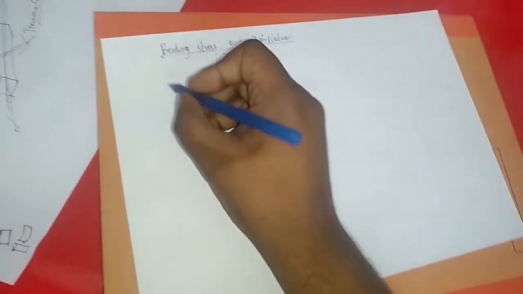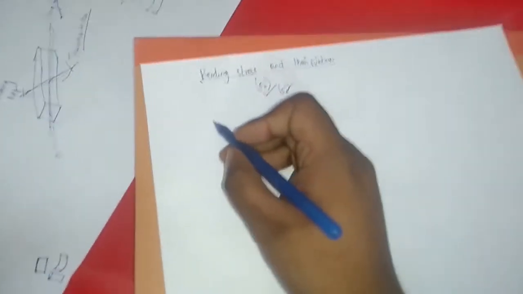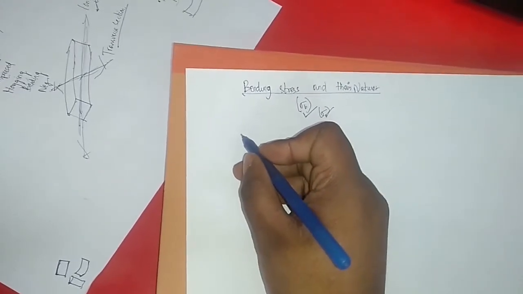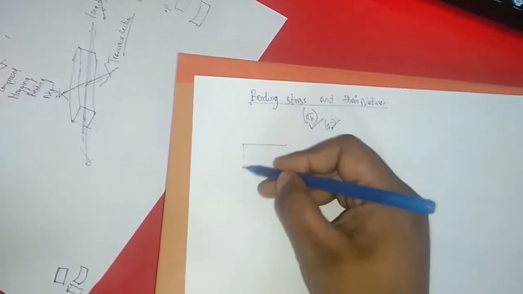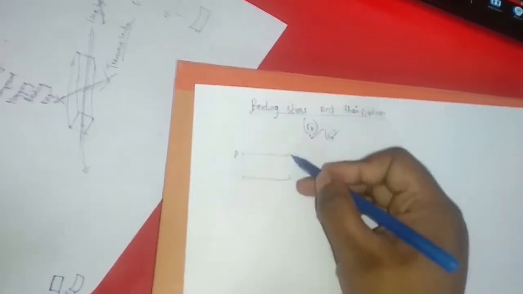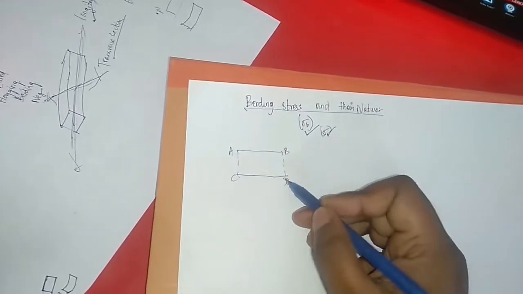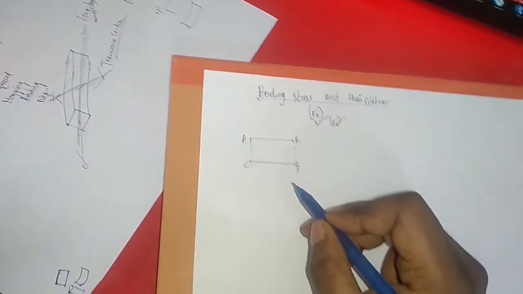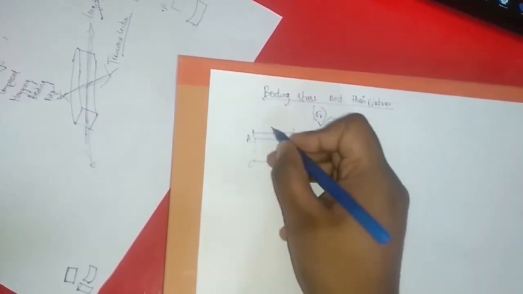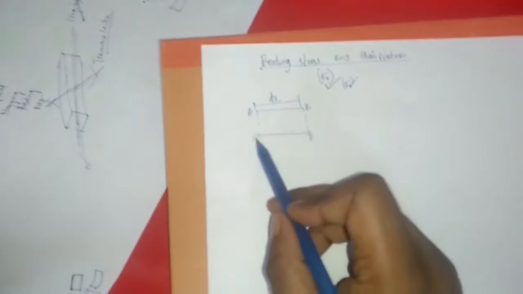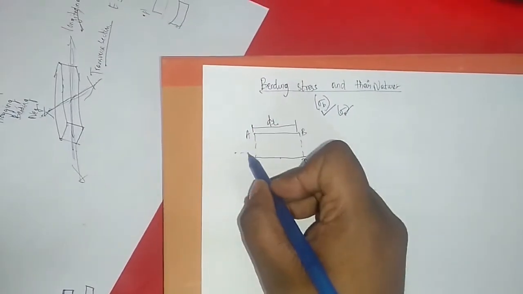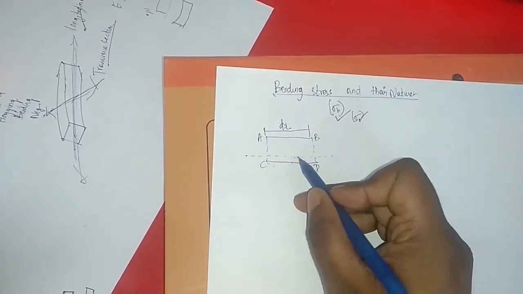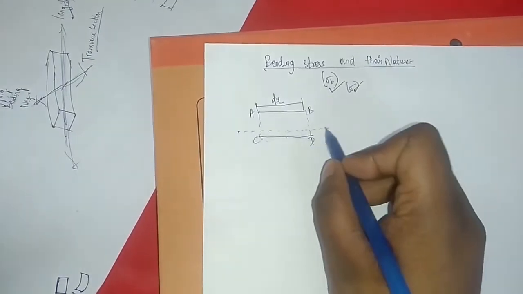First I will explain with some diagrams so that you can understand it very clearly. For example, I'm going to take a beam, A, B, C, D. I'm going to take a length of the beam as dx. Here the neutral axis is acting in this portion of the beam.